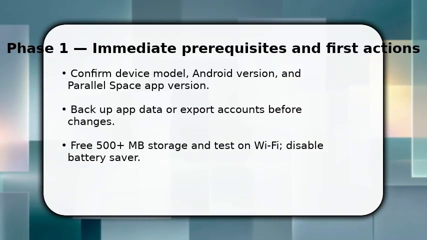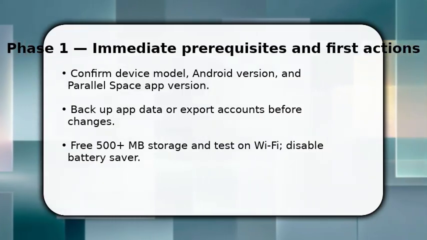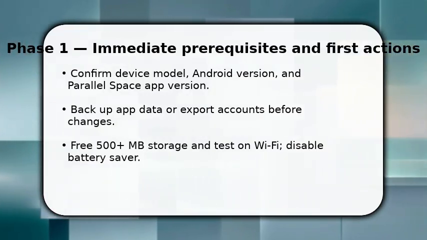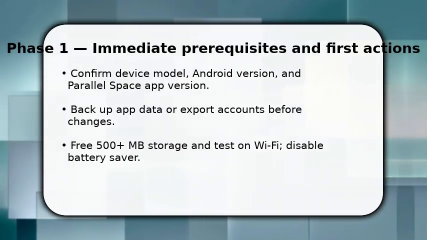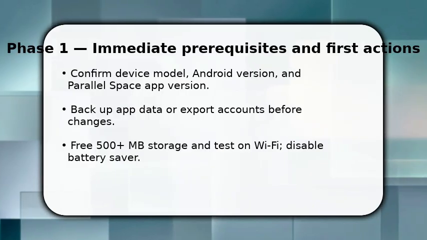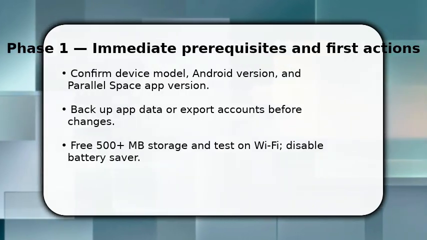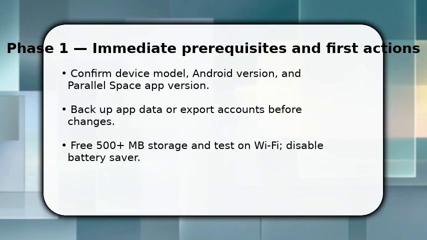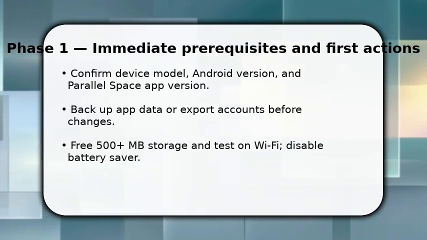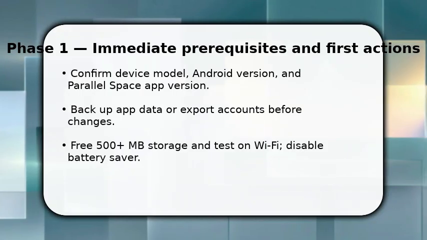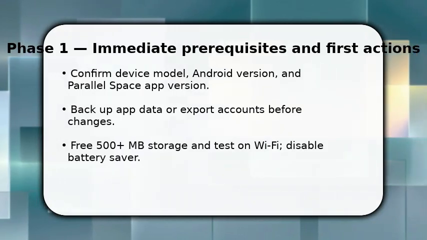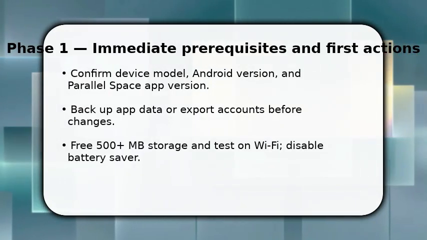You begin by collecting essentials and acting fast. Confirm your device model and Android version, plus the installed parallel space version. That tells you compatibility. Once done, backup app data or export accounts so you can restore if needed. Make sure you free at least 500 MB of storage and test on Wi-Fi, then disable battery saver. This removes common triggers for instability.